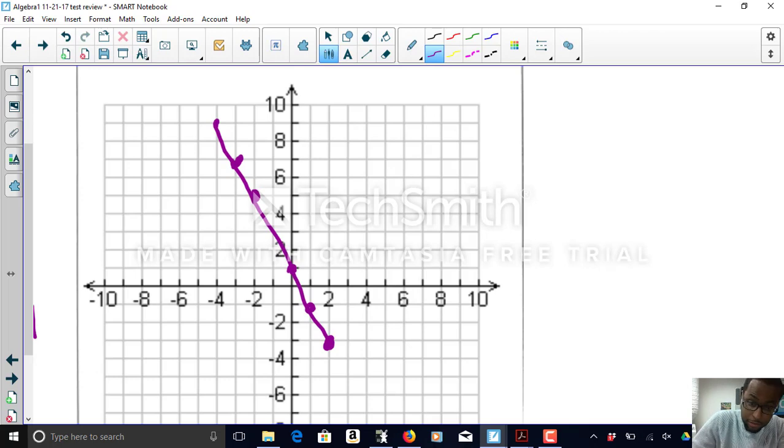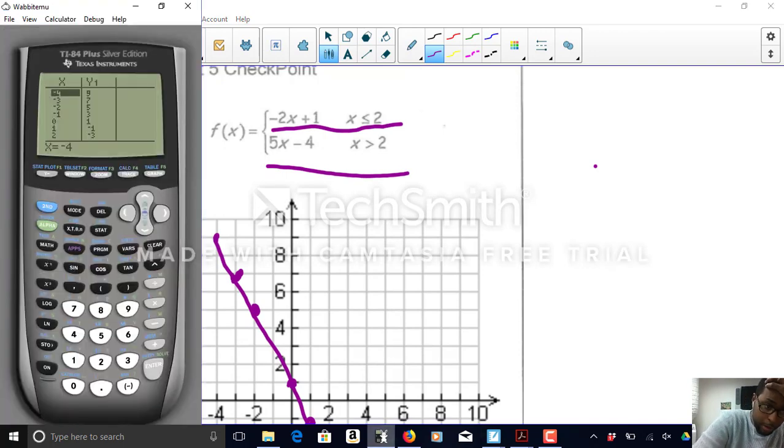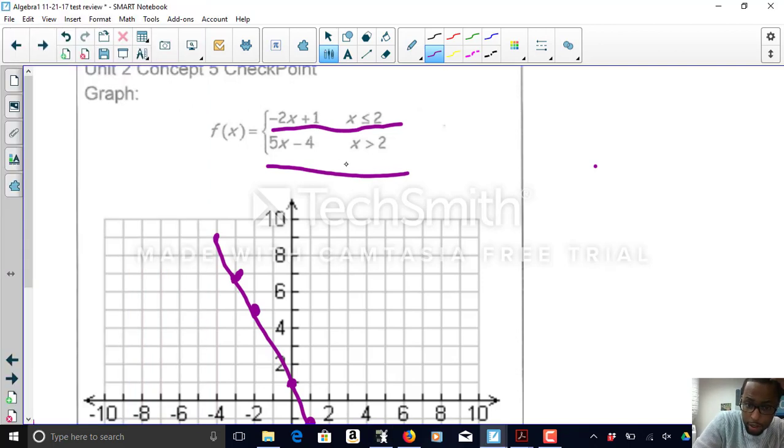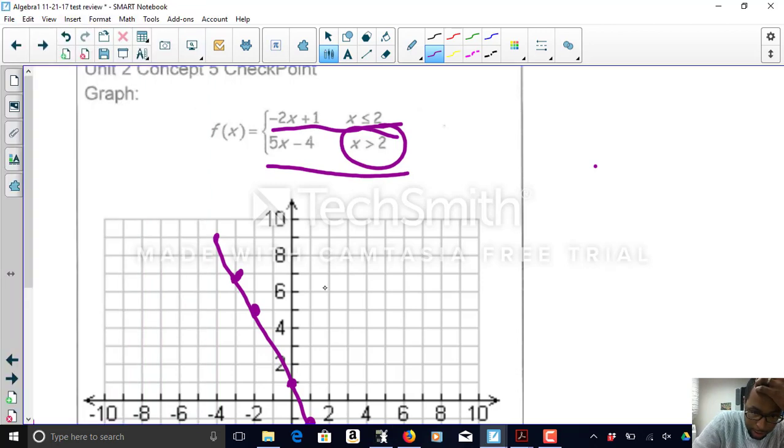So now I'm going to look at my second function. My second function in this case is 5x minus 4. I'm still starting at negative 2, so I'm going to my equation. I'm going to change it to 5x minus 4. I'm going to press second table again. And again, I'm starting at negative 2, and it says x is greater than negative 2. So if x is greater than negative 2, I'm looking at every number greater than negative 2. So I'm going to go up. So my first one is negative 2, negative 14. Because there's no equal sign, it's going to be an open circle.